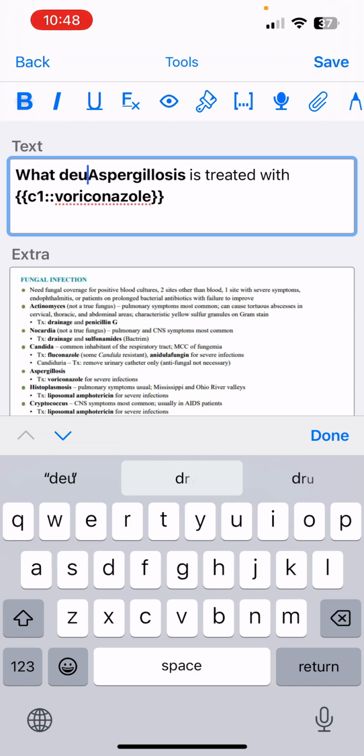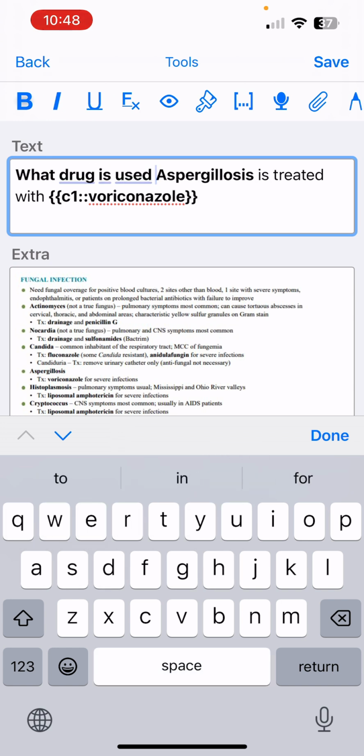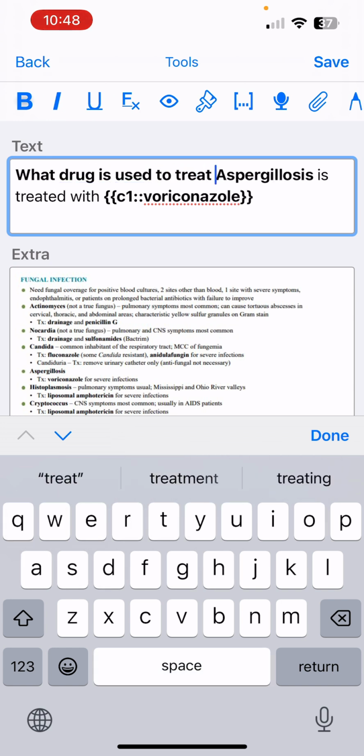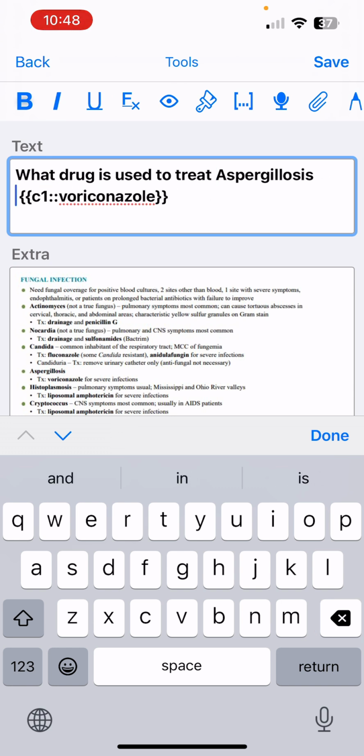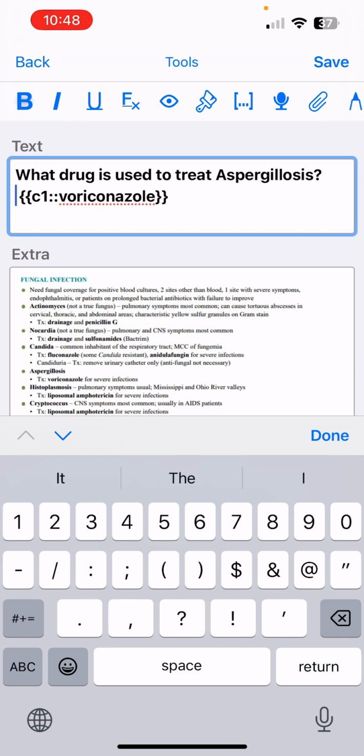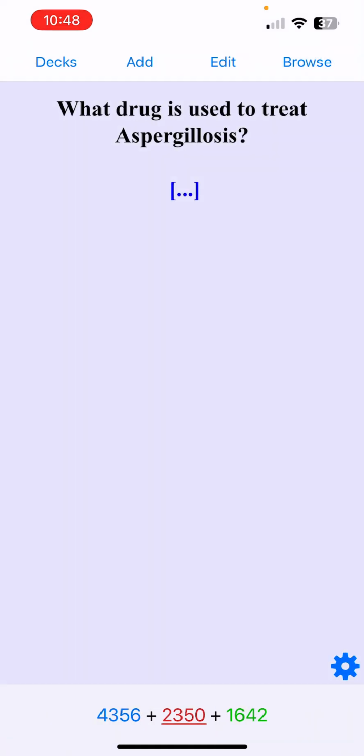What drug is used to treat aspergillosis? The fact that I have to ask the question in my head and the question just being there is what throws me off sometimes. So I just like to have the question there.